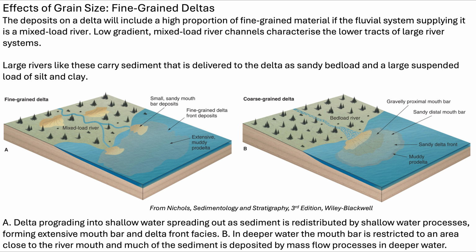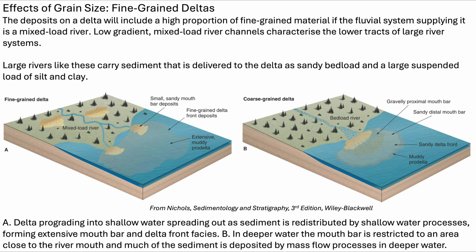The deposits on a delta will include a high proportion of fine-grained material if the fluvial system supplying it is a mixed-load river. Low-gradient, mixed-load river channels characterize the lower tracts of large river systems. Large rivers like these carry sediment that is delivered to the delta as sandy bedload and a large suspended load of silt and clay. Sand deposition on the delta top is concentrated in the delta channels and on adjacent levees, while the bulk of the delta plain and any distributary bay areas are regions of mud accumulation.